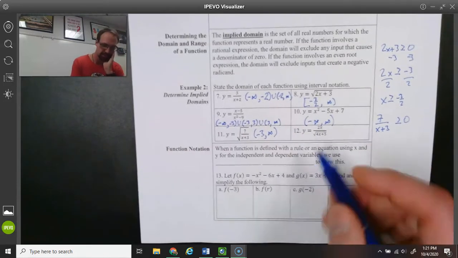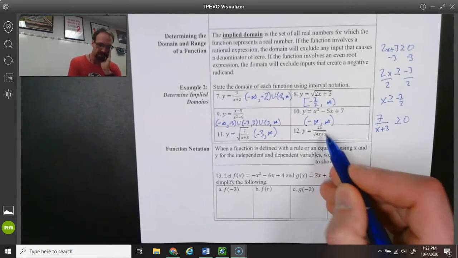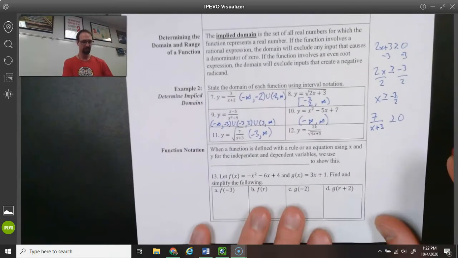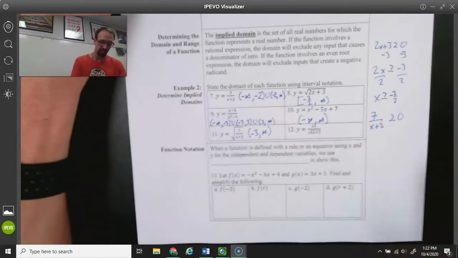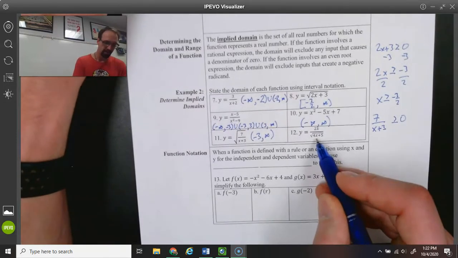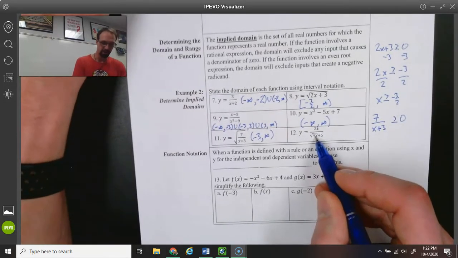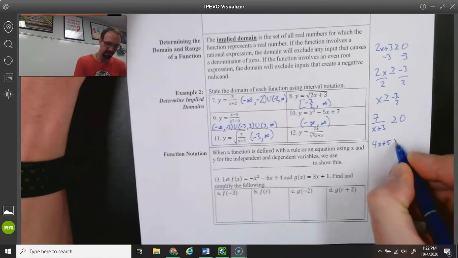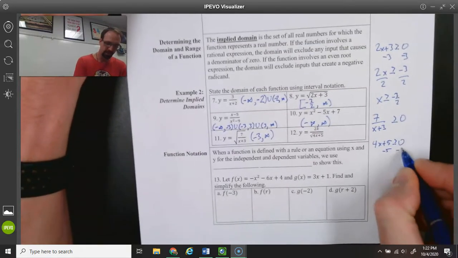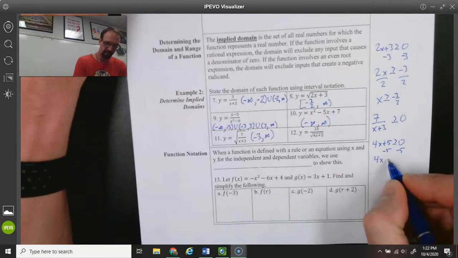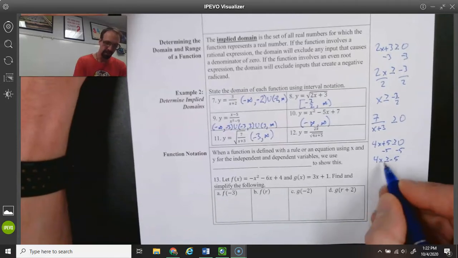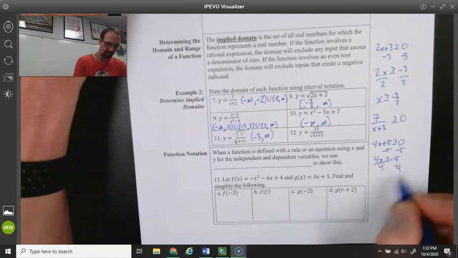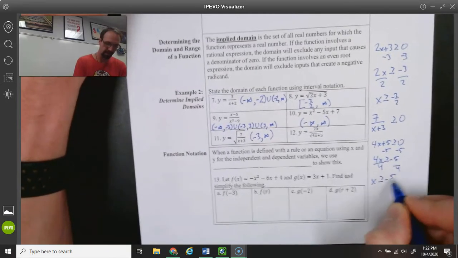Similarly with this one, we would set the denominator not equal to 0 and then solve. And then also setting it greater than or equal to 0 underneath the radical. So 4x plus 5 is greater than or equal to 0, minus 5, minus 5. 4x is greater than or equal to -5. Divide by 4, divide by 4. So you get x is greater than or equal to -5/4.